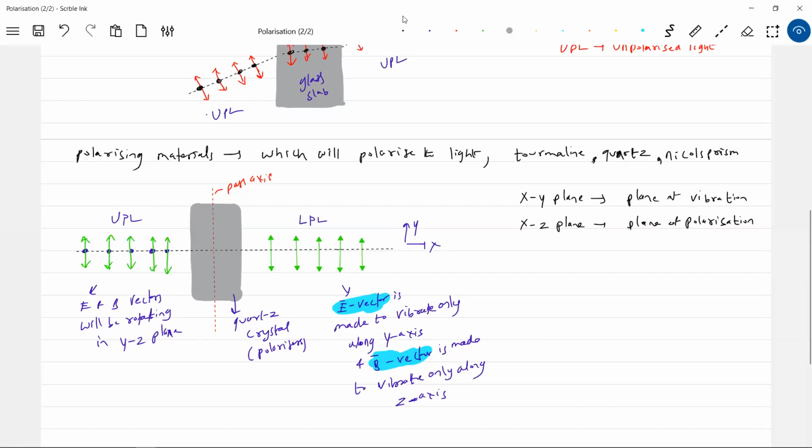So therefore, if the intensity of this was earlier I naught, now how much will it become? I naught by 2. So when unpolarized light is polarized, what will happen to the intensity? It will reduce by half. Okay, got the idea? This one.